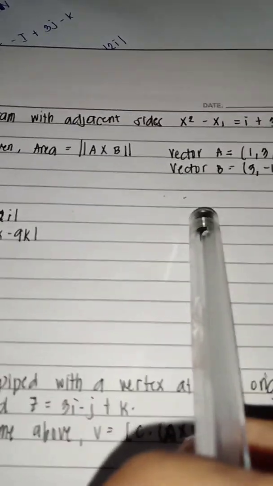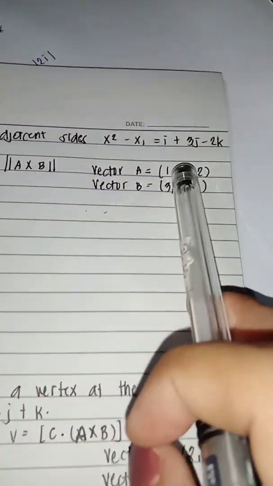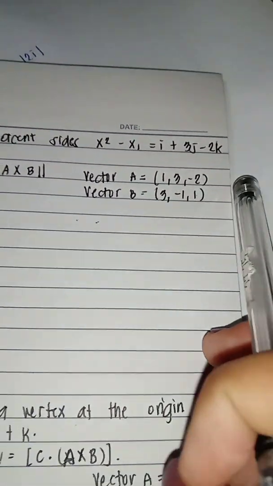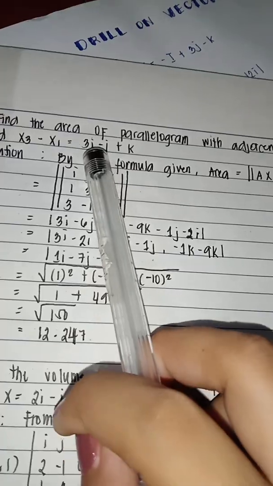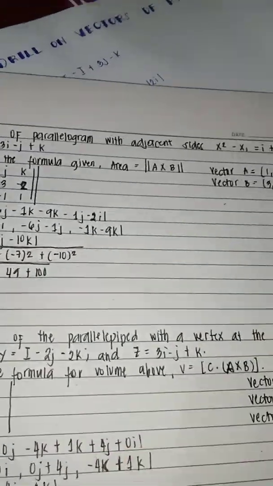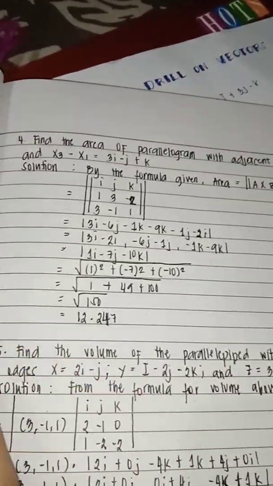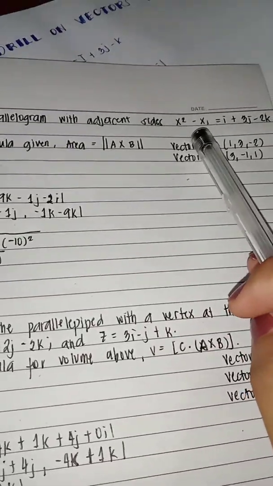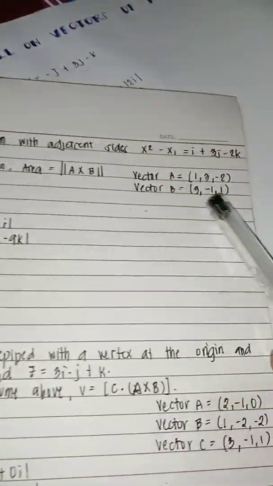X sub 2 minus x sub 1 is equal to i plus 3j minus 2k, and x sub 3 minus x sub 1 is 3i minus j plus k. So the first thing to do is to get the coordinates of x sub 2 minus x sub 1 and the coordinates of x sub 3 minus x sub 1.